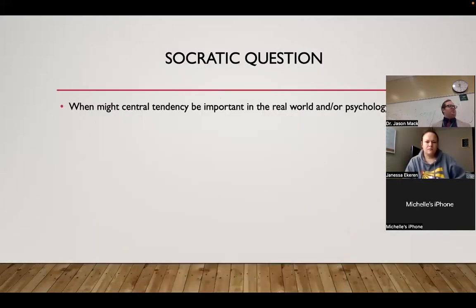Why might central tendency be important in the real world or psychology? Why is that important? Mean, median, mode. Average. Ways things are repeating. Hector, yeah. Climate change, sure. Yeah, that could be a reason you could use central tendency. You look for the average and see if the average changes. Yeah, climate change. You could also have your practical application.